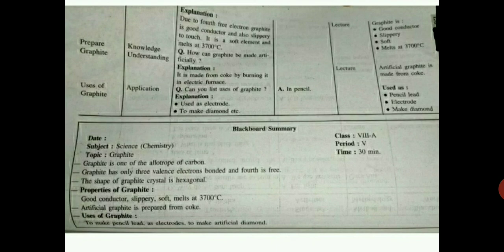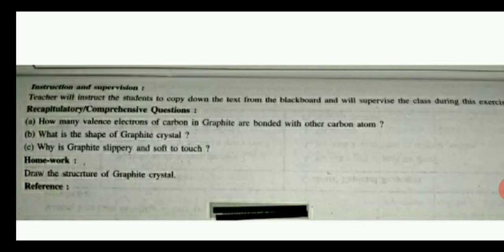Now this blackboard summary, after the lesson plan is complete, whatever you have written on the blackboard section, is summarized on a black paper stuck at the end of this lesson plan. This is the way it will be represented on the board, and this is the way you will write it on the black paper with the help of a silver pen. All the main points are highlighted in the blackboard summary.